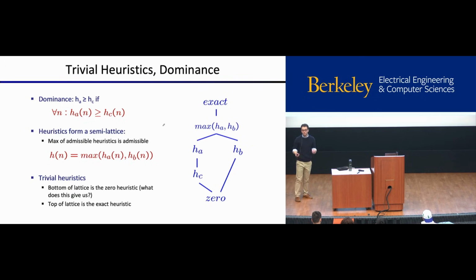But we can always just take the maximum of 2 heuristics. This is kind of like a fun little trick. And the maximum of 2 admissible heuristics has to be admissible. So that's a quick and easy trick. You can just make an admissible heuristic out of 2 other admissible heuristics.